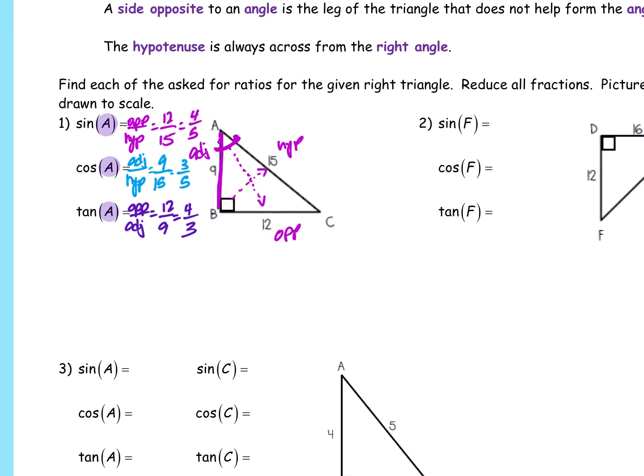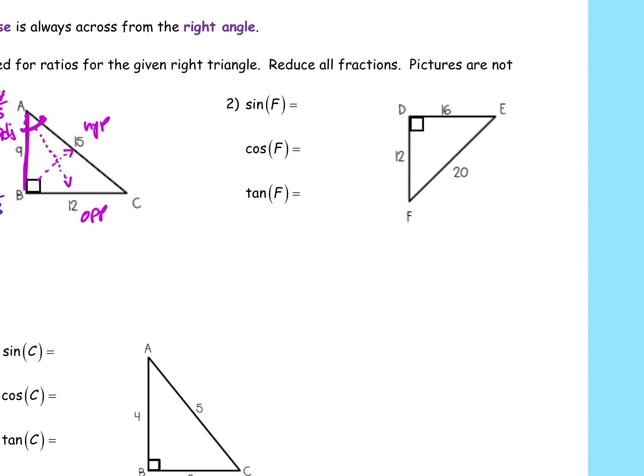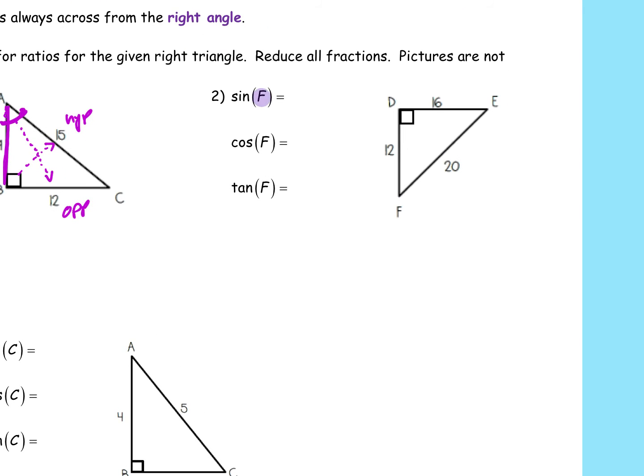So if I look at my next triangle, what's my angle of reference? My angle of reference is whatever's in these little parentheses, which happens to be angle F. Oops, dang it. Try that again. Angle F is my angle of reference. I can label them again, of course. Here's my hypotenuse. Here's my side opposite. And the side that makes my angle is my side adjacent.